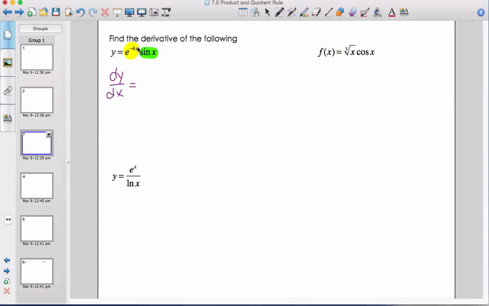Well, we take the derivative of the first function, so that would be negative 4e to the negative 4x times the second function, plus the first function times the derivative of the second one. Okay, so that would be your derivative of y. You can factor out e to the negative 4x, but I don't know if that's completely necessary.